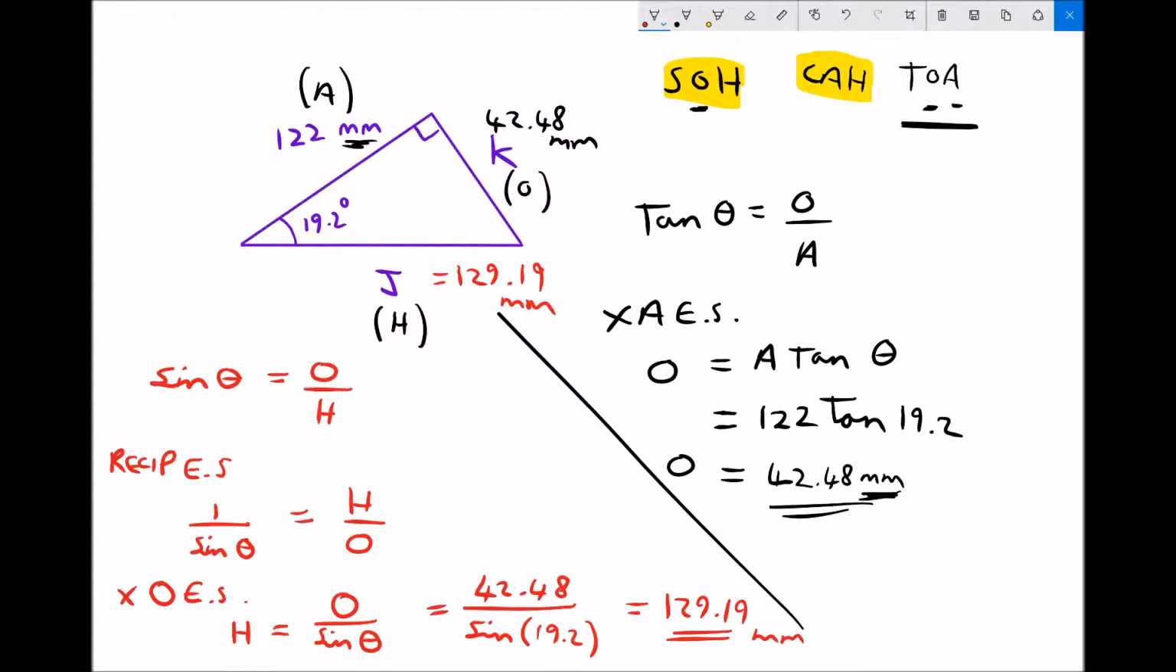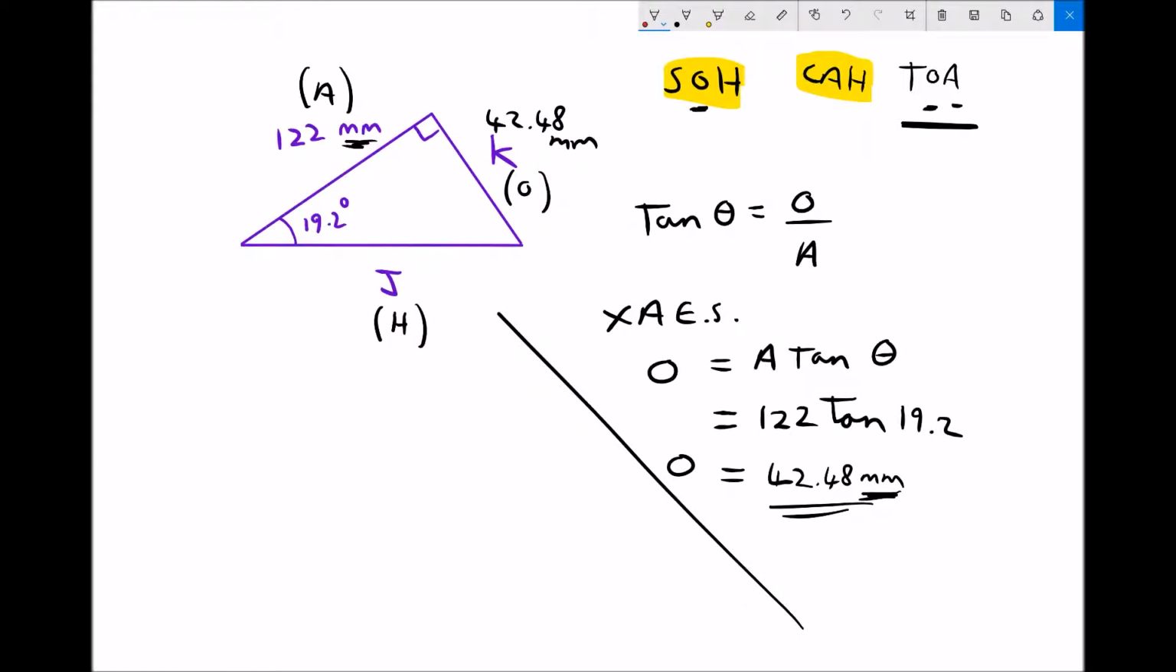I'm just going to go back one stage, to the point where I'd found the length of the opposite, K, but I hadn't yet found the length of J. Now, the reason why I wanted to do this was to show you how interchangeable Pythagoras and trigonometry can often be. As you can see here, we know the length of the two shortest sides. We know the length of this shortest side here is 122 millimetres, and we know the length of this shortest side here is 42.48 millimetres, and we want to find the length of J, which is the longest side.